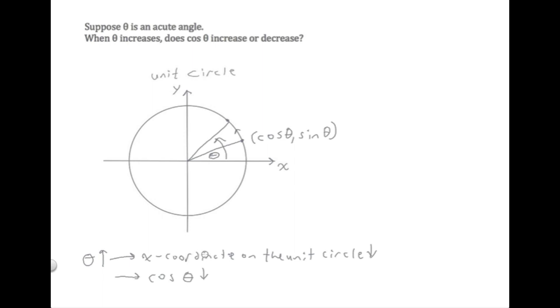I think you can see that you could also predict how changing theta would affect cosine if you had an angle that was bigger than 90, or bigger than 180 even, or bigger than 270. But for physics purposes, it's most useful to focus on acute angles that are less than 90.